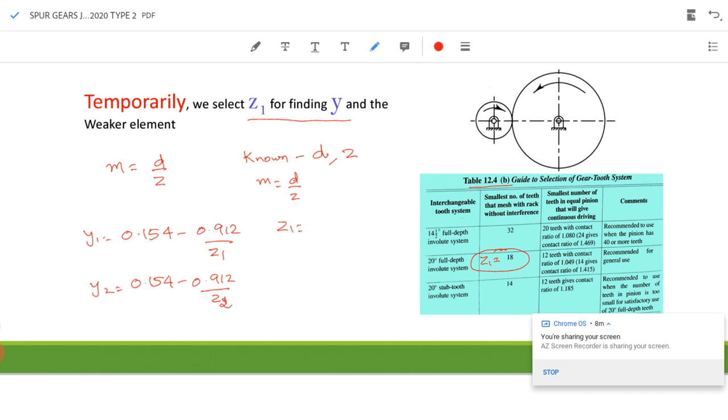Z1 equal to 18, and Z2 is the number of teeth. We were given Z2 by Z1 equal to 2.5, so Z2 will be equal to 45. Substituting these values, I will get Y1 as 0.1033 and Y2 equal to 0.1337.